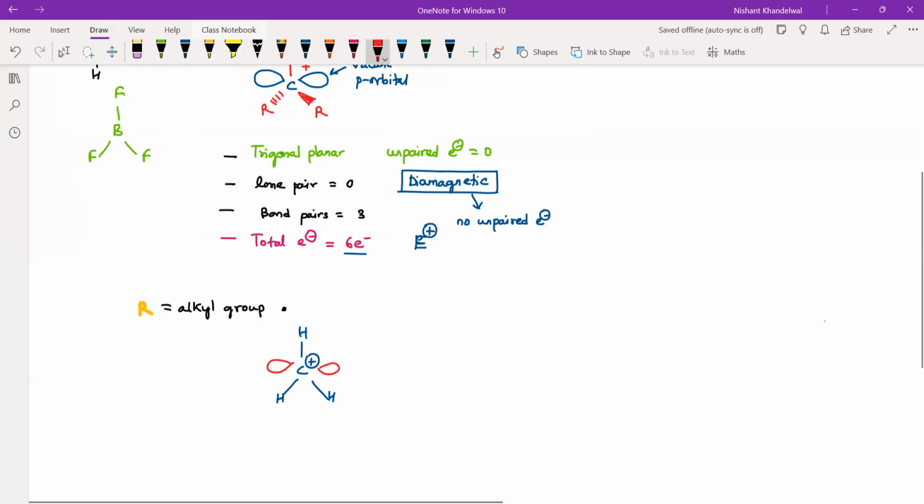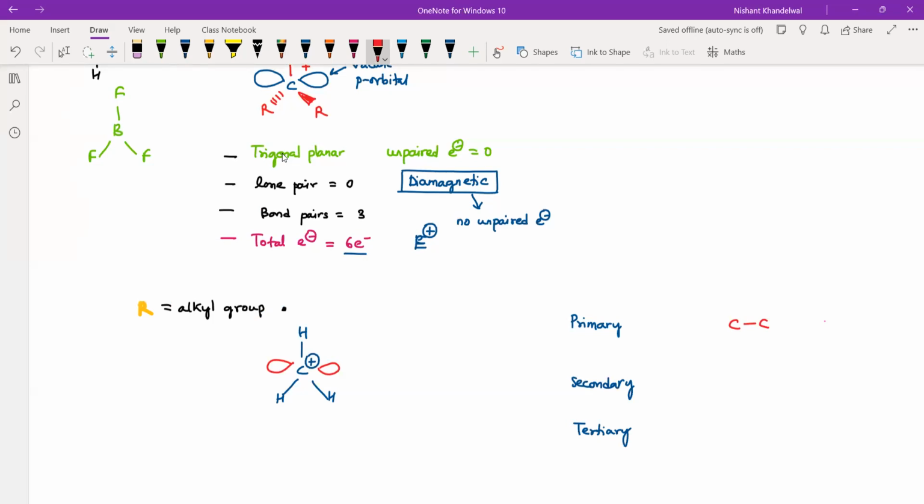Now, there is one more thing which I want to say. We were talking about stability. Okay. So in terms of carbocation stability, firstly you have to understand that there are three types of carbon. One is primary, then there is secondary, and then there is tertiary. So primary carbocation or primary carbon: from the definition, a primary carbon is a carbon which is attached to only one carbon atom.